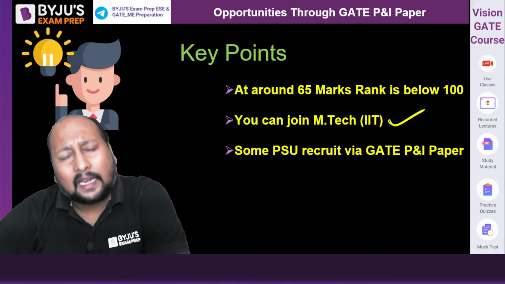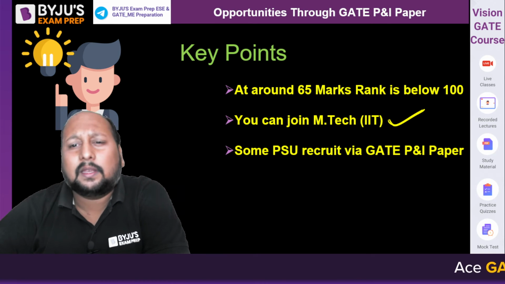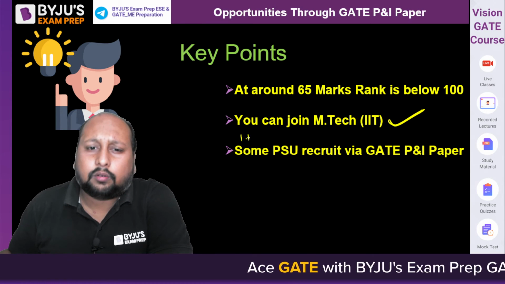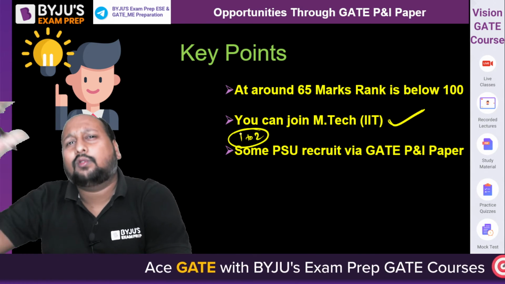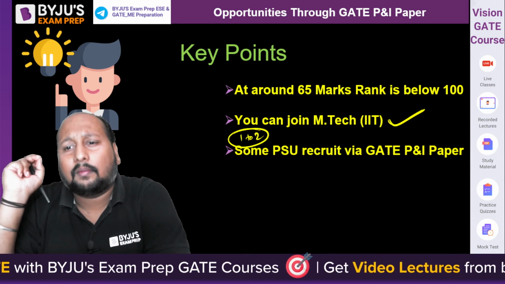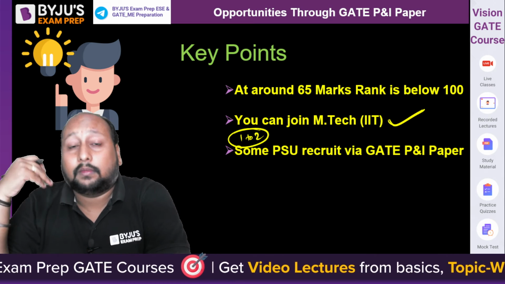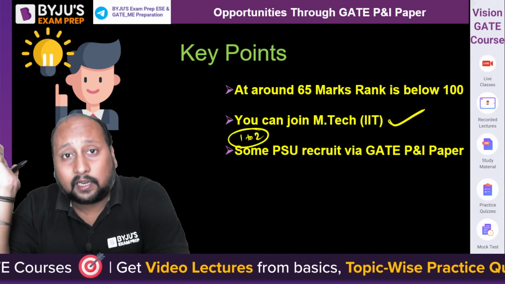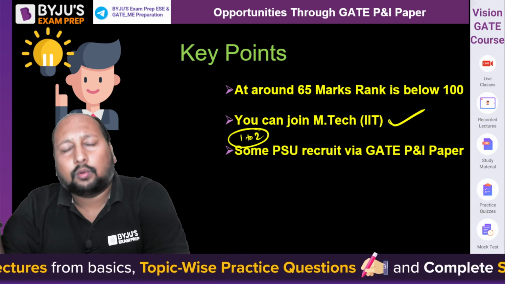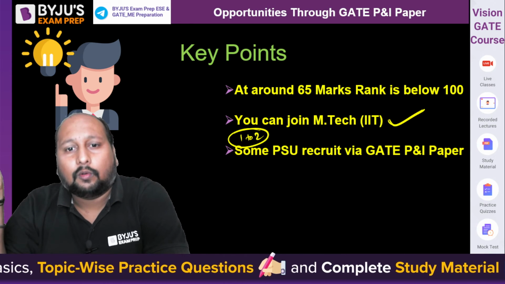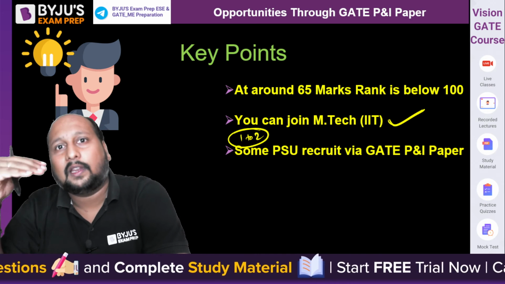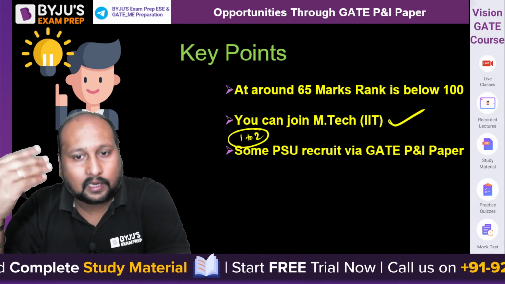Yes, there are very few PSUs which recruit from GATE P and I. It's like one or two, max to max, which is next to zero. For the last 2 or 3 years, not a single PSU has recruited from GATE P and I. But if I say from 2017 or 18, there were some PSUs which recruited from P and I, one or two at most. So we can say it is next to zero, but always be positive because you never know if any PSU is going to take from P&I, and you can definitely avail that.